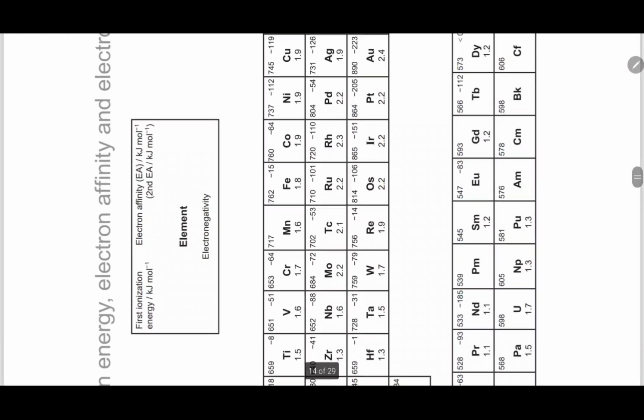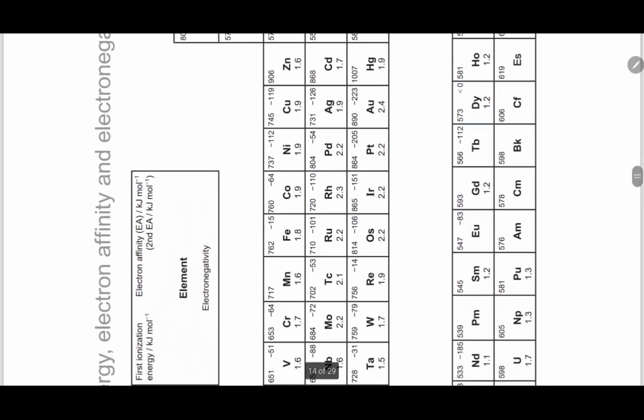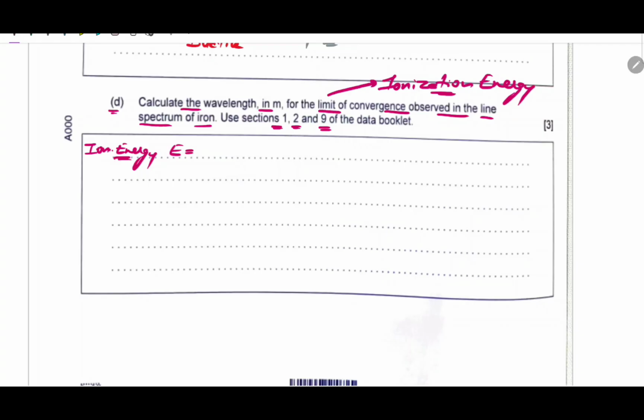Section 9 of the data booklet gives the ionization energy, and for iron it is 762 kilojoule per mole. Calculate the wavelength in meters for the limit of convergence observed in the line spectrum of iron. Now it is per mole, but I have to calculate for 1 atom of iron.